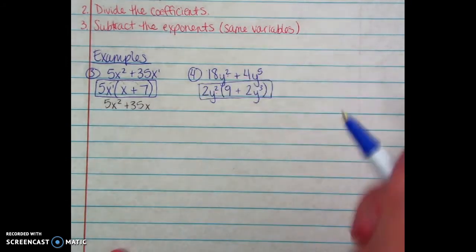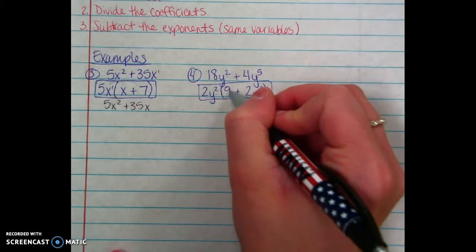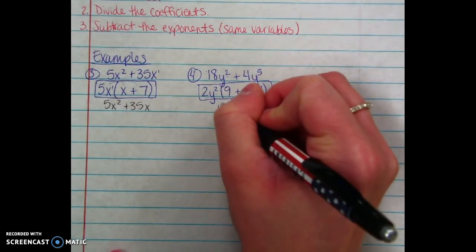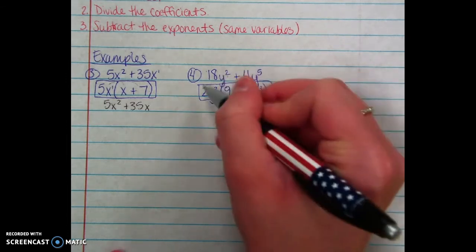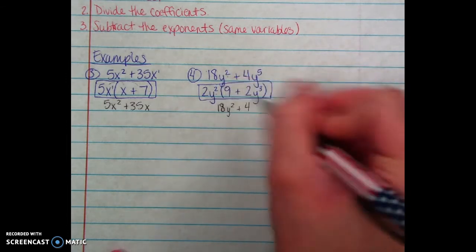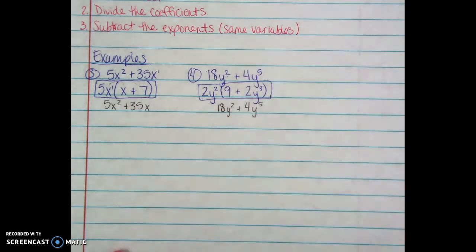And again, if you're not sure about your answer, you can multiply it back out. 2 times 9 is 18, and y squared, plus 2 times 2 is 4, and then you add the exponent, so 3 plus 2 is 5. And that was what we started with.